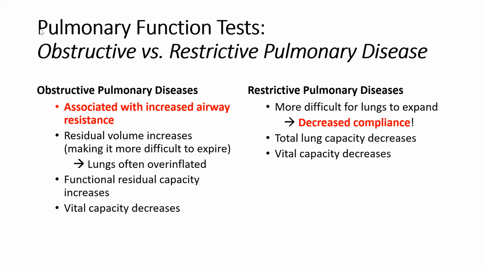Now, restrictive pulmonary diseases, on the other hand, are an innate problem with the lung itself, the lung parenchyma, the lung tissue, the alveoli. Because of that, there's decreased compliance, and it's really hard for the lungs to expand to accommodate any type of inflation or air coming in. As a result, all of the lung volumes decrease. The total lung capacity decreases, and we know that total lung capacity is a reflection of all of our combined lung volumes, okay? The vital capacity also decreases.